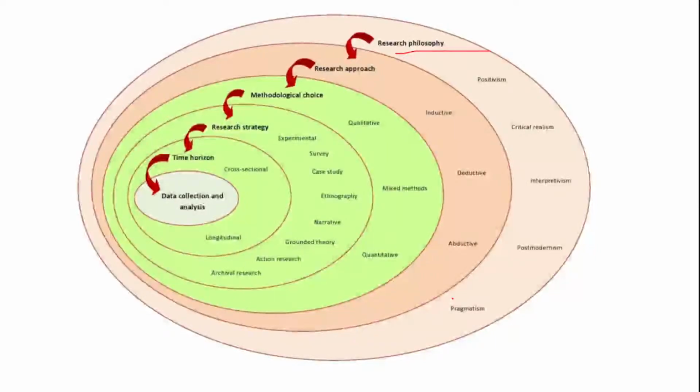Under research philosophy, we have seen positivism, criticism, interpretivism, postmodernism, and pragmatism. Research approaches, that is what we did today: inductive, deductive, and abductive approach. Coming next to research methodological choices, we have done qualitative, quantitative, and mixed methods. Mixed means where both qualitative and quantitative are implemented. Research strategy we are going to see later, where we will see experimental, survey, case study, ethnography, narrative, grounded research, and so on. Time horizon, we have two horizons, cross-sectional and longitudinal, and then we will see data collection and analysis.